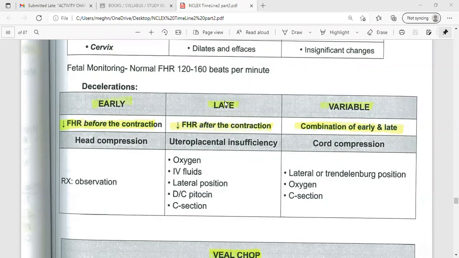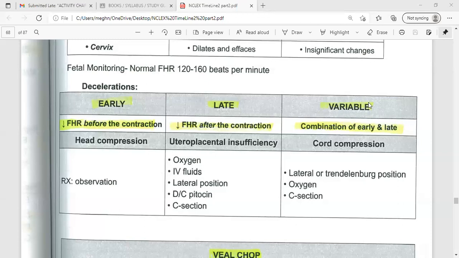If the deceleration is late, I mean uteroplacental insufficiency, always prepare to give oxygen, IV fluid, and request the mother to take a lateral position. Also, it is good to discontinue the Pitocin. Pitocin is the oxytocin, which increases the contraction of the labor, contraction of the uterus. Also, be prepared for cesarean section.